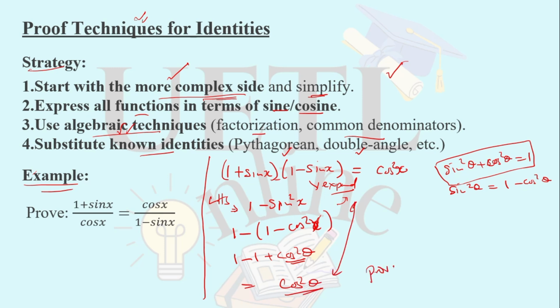Okay, so this is it. We just have to use our manipulation of algebra and make sure we substitute the known identities. This was our known identity, and we just substituted sine squared x to become 1 minus cos squared x. Then we simplified and got our answer. So that was proving identities.